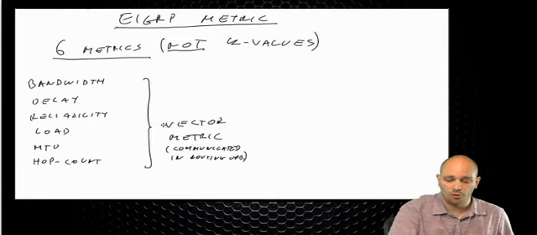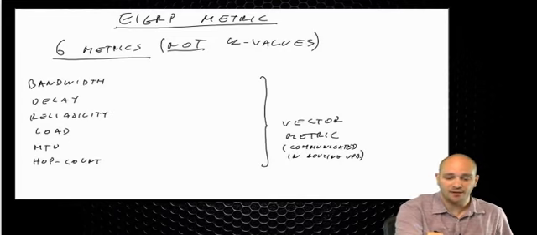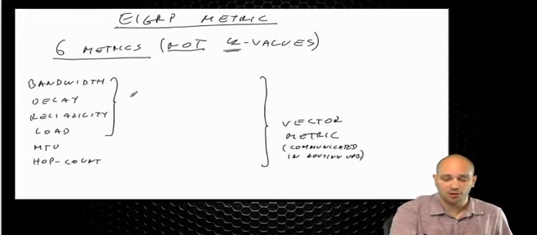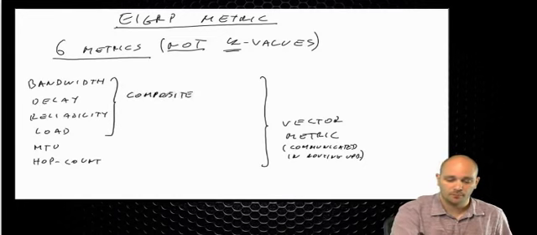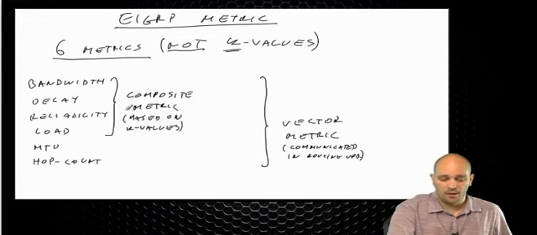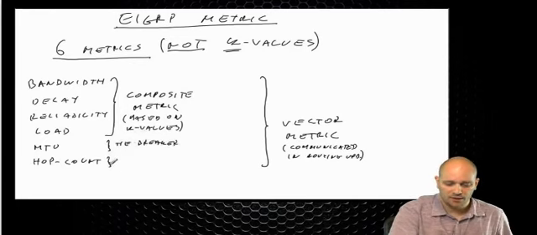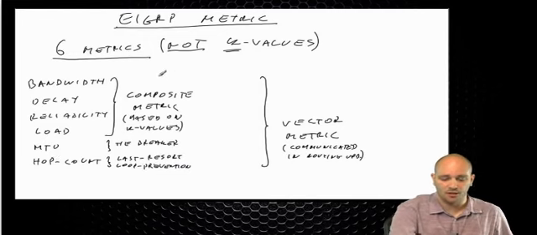Now, based on your configuration of K values, bandwidth, delay, reliability, and load will be used to calculate something that is called the composite metric. So this is based on K values. Now, MTU here is used as the tiebreaker, and I will explain that a little bit later on. And hop count is the last resort loop prevention. And as you can see, MTU and hop count are not actually taken into account for the composite metric.